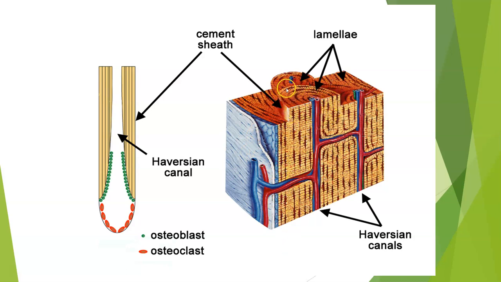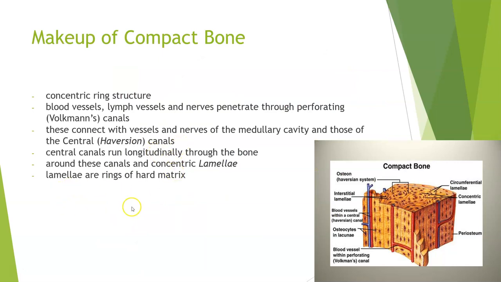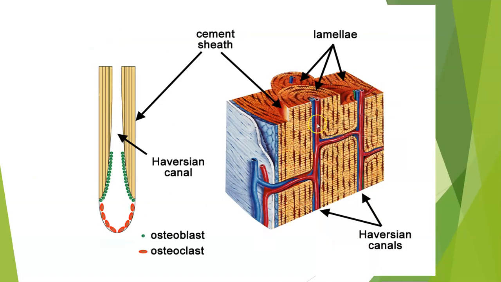We have these concentric rings, and each of these rings is known as a lamellae. So the lamellae are rings of hard matrix. These rings have a central canal, and like I said, they're like an onion, with layer upon layer of them. These are known as lamellae, and they are actually that calcified or mineralized matrix that was originally collagen secreted by the osteoblast, and then was crystallized through the calcium.